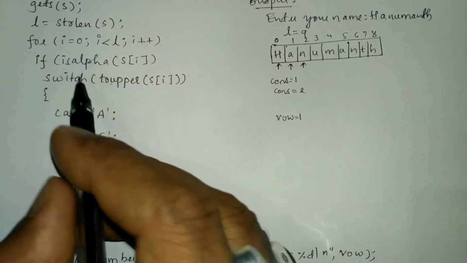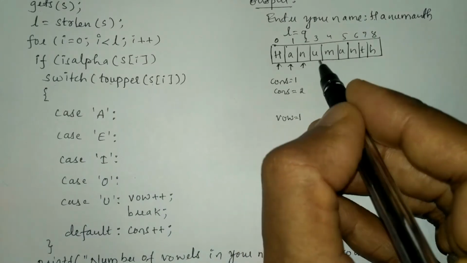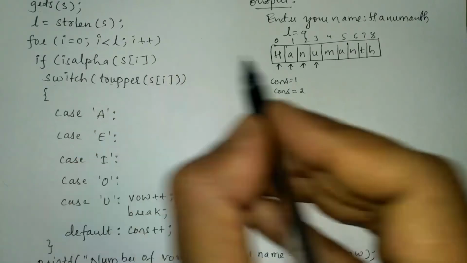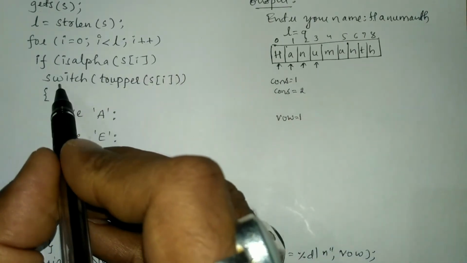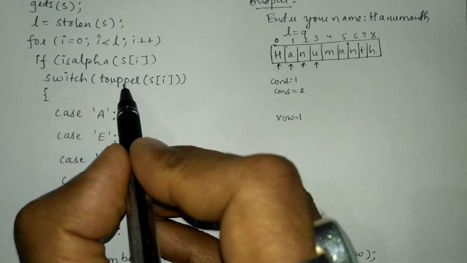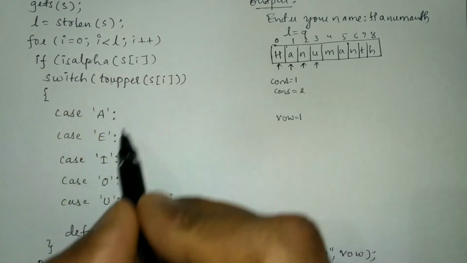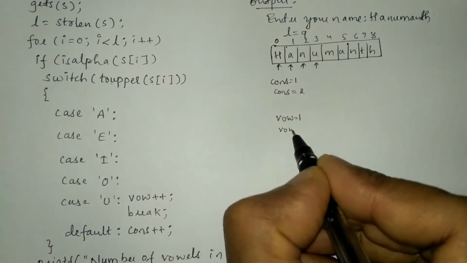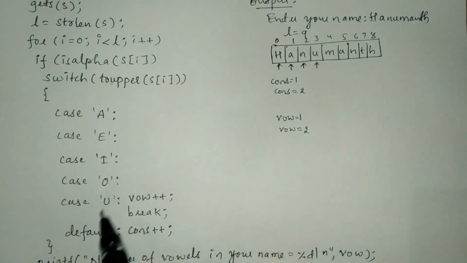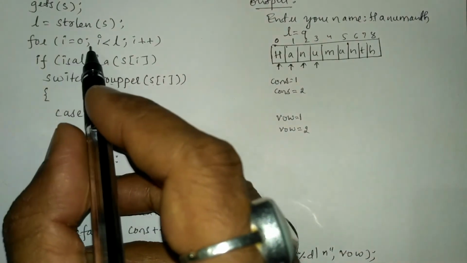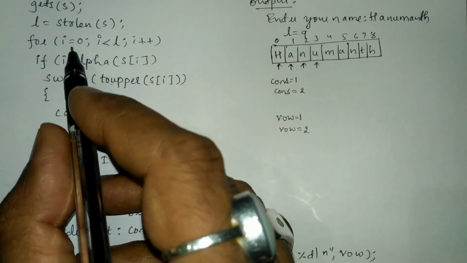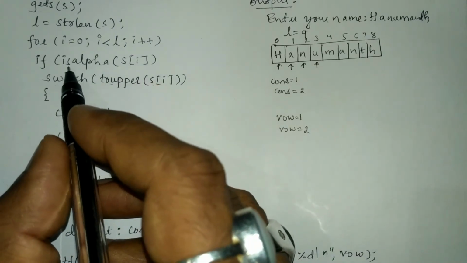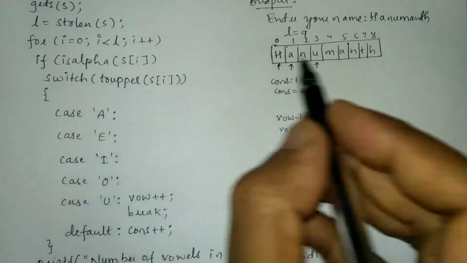Now i value is 3. So here s[3] consisting of U. So isalpha of s[3]. Yes, U is alphabet. It is true. Once it is true, it is going to convert lowercase into uppercase U. So here it is going to match with this U. Hence, vowel will get incremented by 1. Now, vowel value is 2. Again, control transfers to for loop by incrementing the value of i by 1. Now, i value is 4. Correct? So 4 is less than 9. That is true. So hence isalpha of s[4].